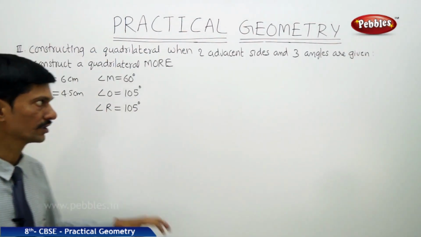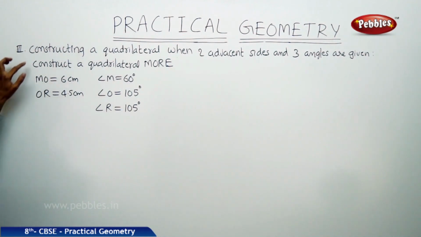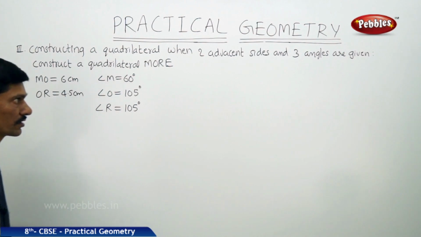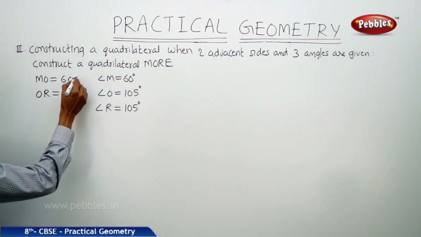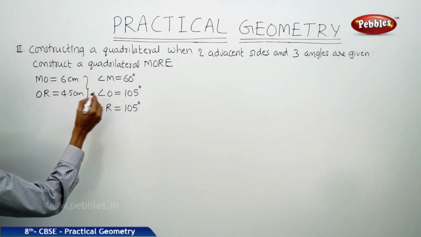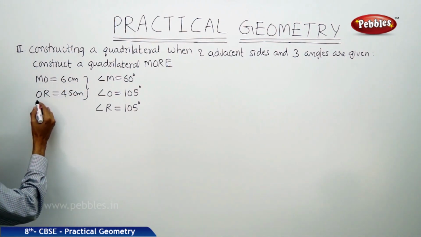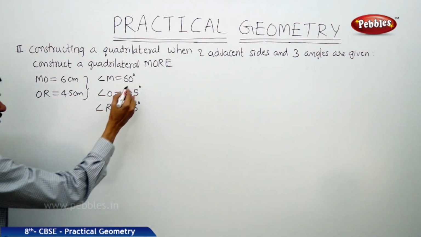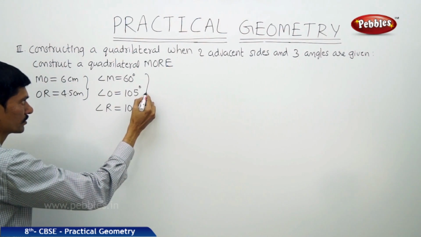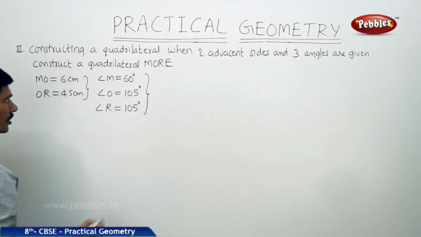Let us take the third case of constructing a quadrilateral. So constructing a quadrilateral when two adjacent sides and three angles are given. So here these two are the adjacent sides. MO is 6 centimeters and OR is 4.5 centimeters. Then these three are the angles in the quadrilateral MORE.